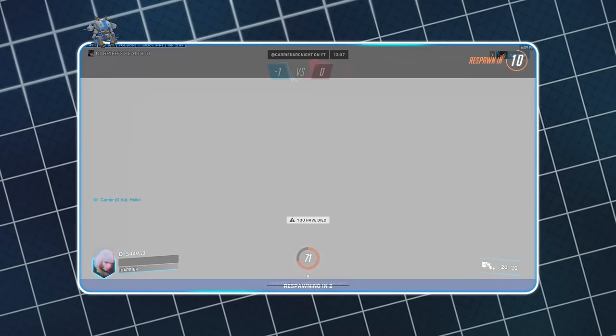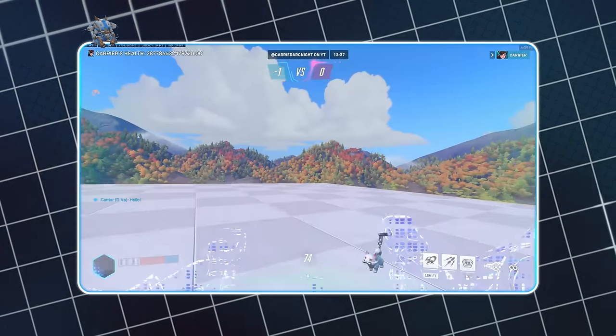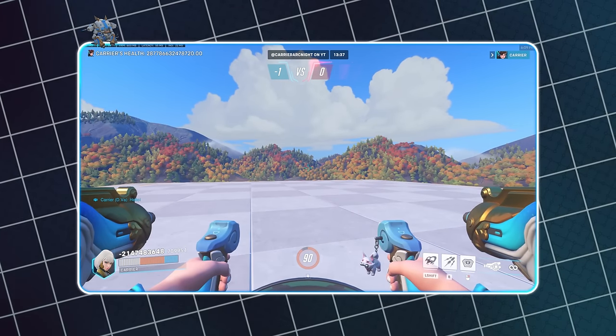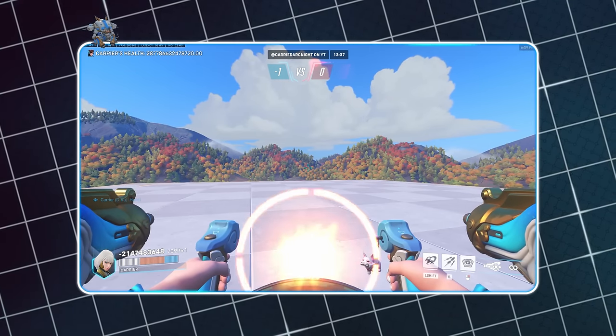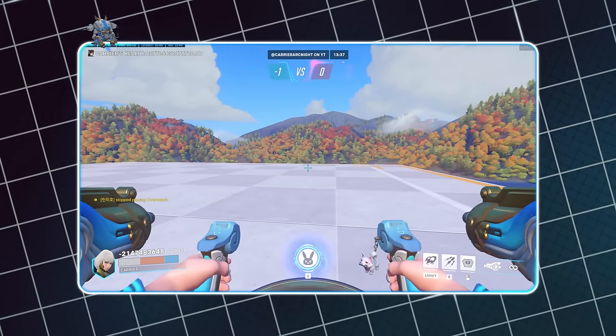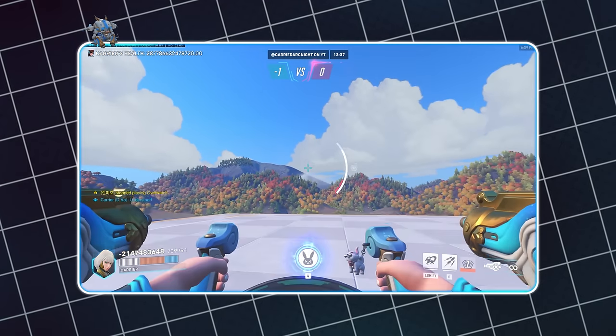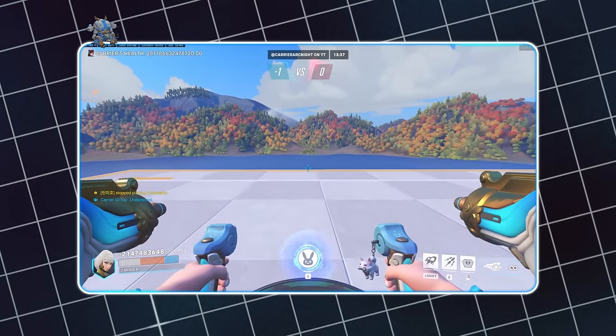But that's not all. If we do the bug again... What? We now have 287 trillion total health. I did not change anything. How did this happen? Blizzard must have broke something again. Heck if I know, but I'll take it.